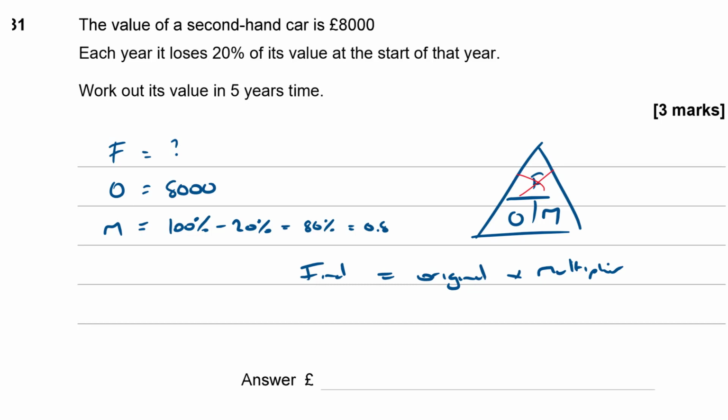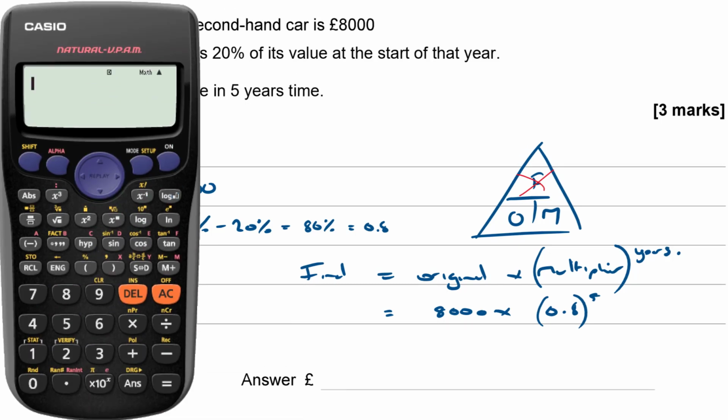Now with compound interest, we raise that last one to the number of years. So it's going to be 8,000 times 0.8 raised to the power of 5. Okay, so type that into the calculator. 8,000 times 0.8 raised to the power of 5. What's that equal to? That's £2,621.44.